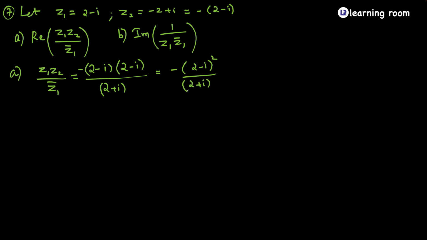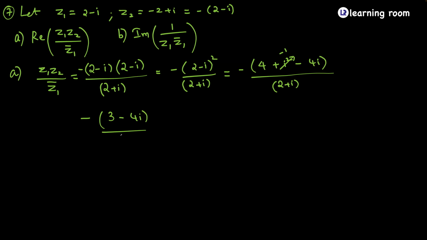So what is 2 minus i the whole square? Minus of 4 plus i square minus 4i the whole divided by 2 plus i. So what is i square? Minus 1. So 4 minus 1, 3. So minus of 3 minus 4i the whole divided by 2 plus i. Make sense? But still, this is not a general form. This is not the standard form of a complex number. What we need to do? So multiply and divide it with the conjugate.